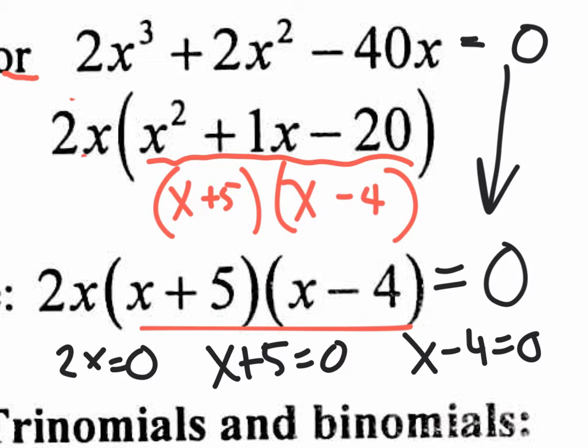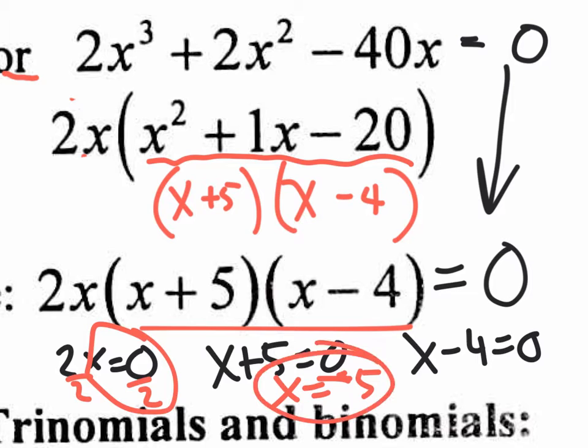And if you solved each of them, if you divide by 2 and divide by 2, you're going to see that x equals 0 because 0 divided by 2 is still 0. And this one will be x equals negative 5. And this one's going to be x equals 4. So, believe it or not, we used factoring to be able to split them using the zero product property to find the 3 answers that work for this cubic equation, if it were an equation.